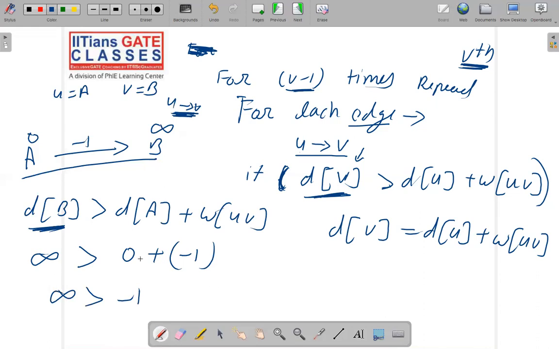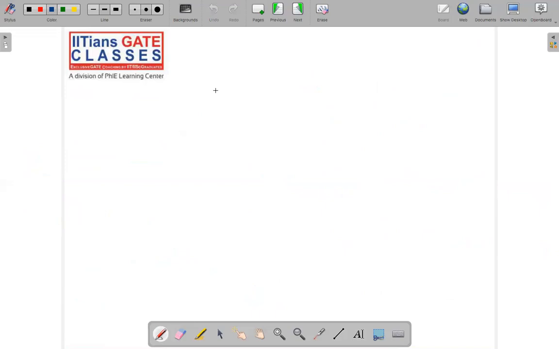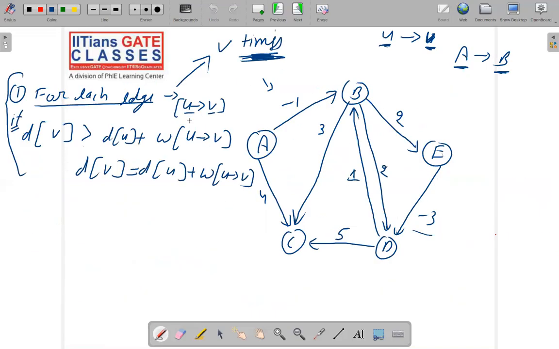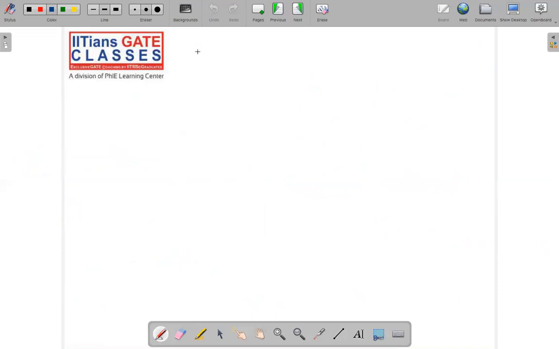Then we will update this distance. We will say that distance of B will actually be 0 plus minus 1, which is minus 1, and update it here. Instead of infinite, write minus 1 here. So we will do this for each edge in the first iteration, and we will do this iteration V minus 1 times. So let's iterate some of the iterations. Note this graph down. Remember this graph. Keep it handy, and we are going to iterate it.